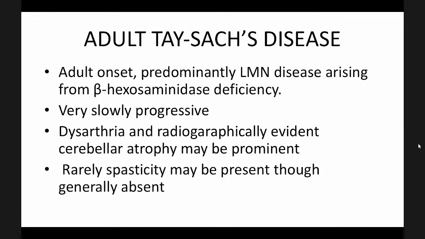Next we have adult Tay-Sachs disease. This is an adult-onset, predominantly lower motor neuron disease arising from hexosaminidase A deficiency, a very slowly progressive disease. Dysarthria and radiological evidence of cerebral atrophy may be prominent. Rarely spasticity may be present, though it is generally absent.